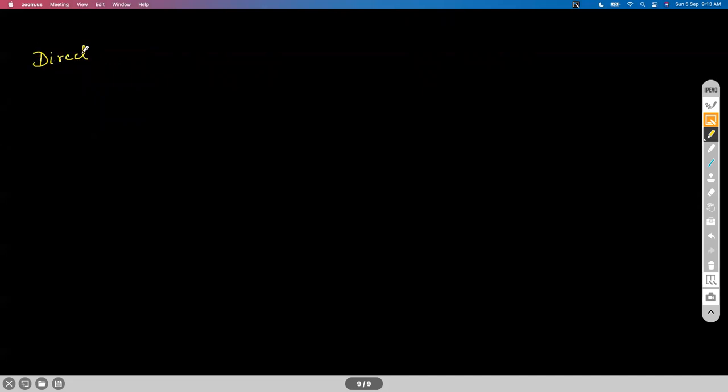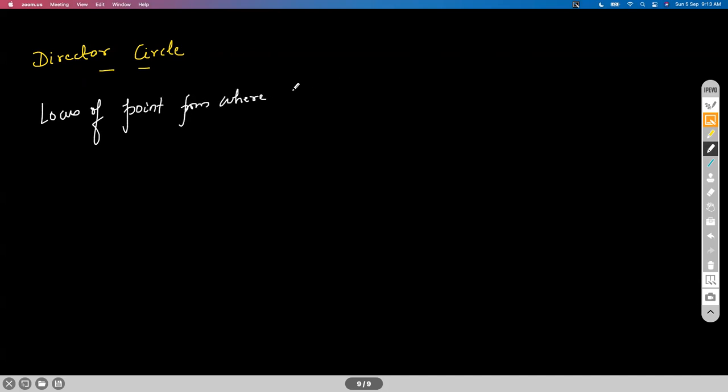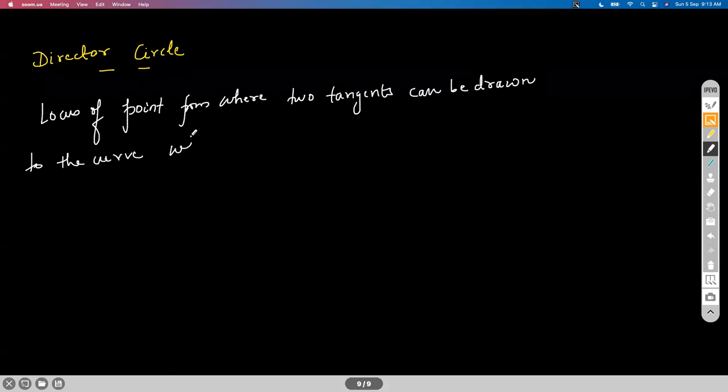Since we have discussed the equation of pair of tangents, director circle. So what is the locus definition of director circle? Director circle basically is the locus of points from where two tangents can be drawn to the curve, which are perpendicular to each other.